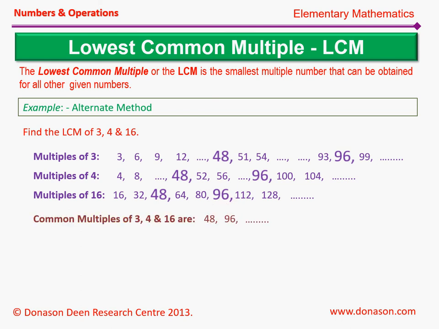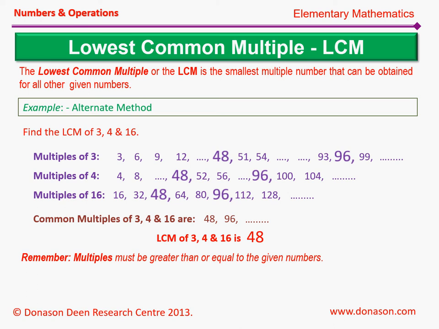So the common multiples of 3, 4 and 16 are 48, 96, and of course if I were to continue the list, I'm going to get more and more of the common multiples. But what we are looking for is the lowest common multiple. So 48 and 96 are common multiples, but we are looking for the lower number, which is the lowest common multiple, and that's 48, and that's how we get the answer 48, right? So once again, I would like to stress that multiples, you must remember, must be greater than or equal to all the numbers given.